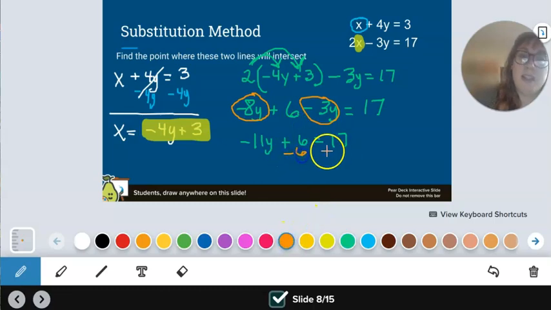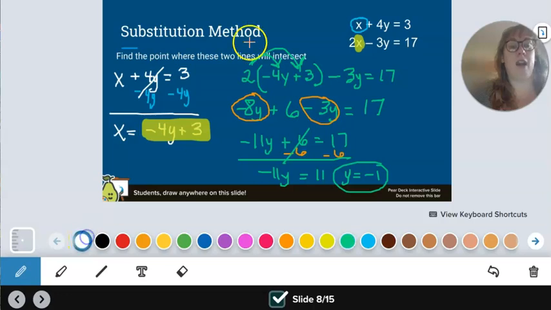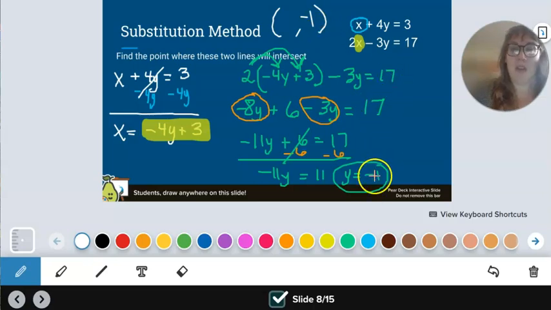Move this positive 6 to the other side by subtracting 6 from both sides. And we get negative 11y equals 11. Divide both sides by negative 11, of course, to get y equals negative 1. So there's part of our solution. Something, comma, negative 1. Now we take that y value and we're going to plug it in.